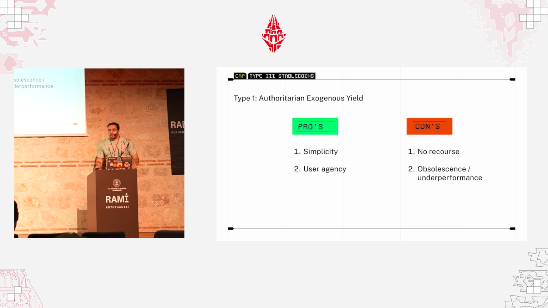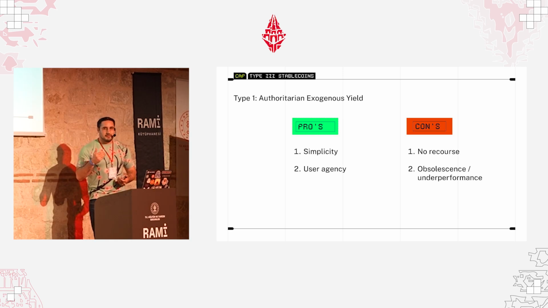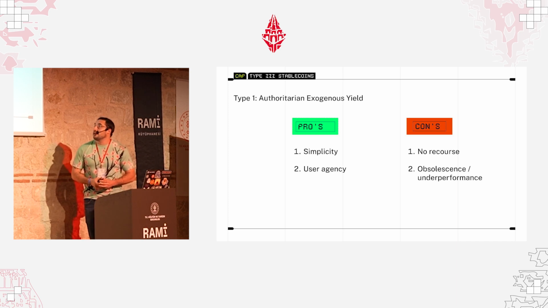And so what are the pros? Well, they're simple. There's just one strategy to understand. And there's a lot of user agency with them, so users can deposit and withdraw quite easily. The cons is there's no recourse if something goes wrong. If the coin gets depegged or something happens, as an individual, there's very little they can do to take action against the stablecoin.